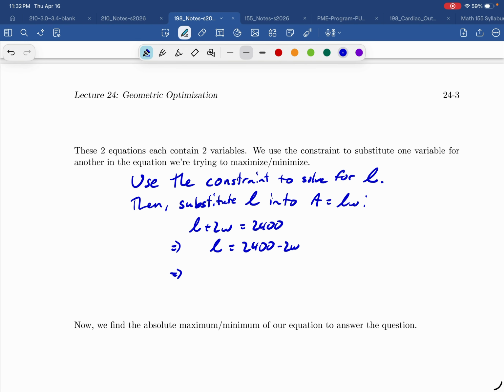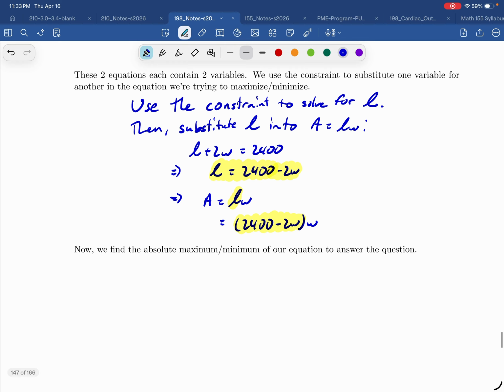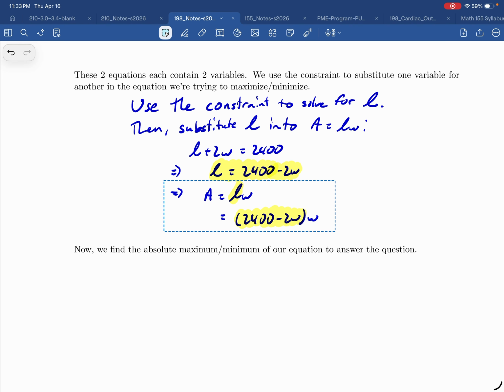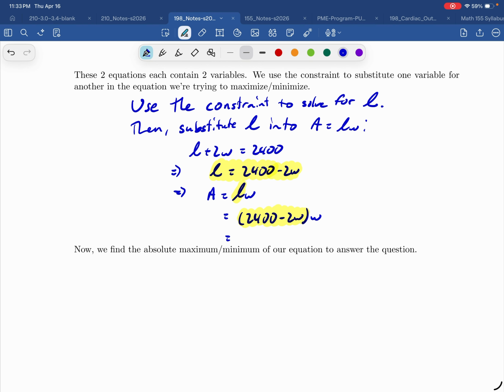And that means then that area, which equals L times W, actually equals 2400 minus 2W times W. See what we did there? We just substituted in L equals 2400 minus 2W for L, right? See that right there. And then, of course, this really equals 2400W minus 2W squared, right?